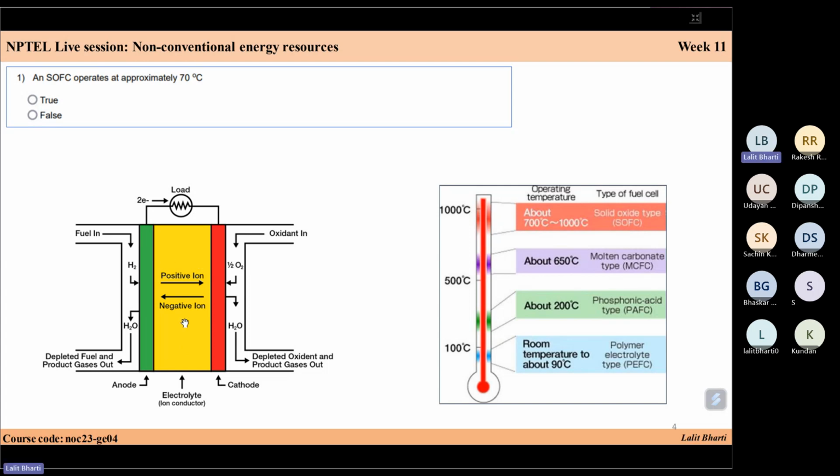The purpose of the electrolyte is similar to that in batteries. It is an ion conductor, which allows ions to conduct but not electrons. It allows the different ions, positive or negative, to move from one electrode to the other, and the electrons travel through the external circuit. This is your load.